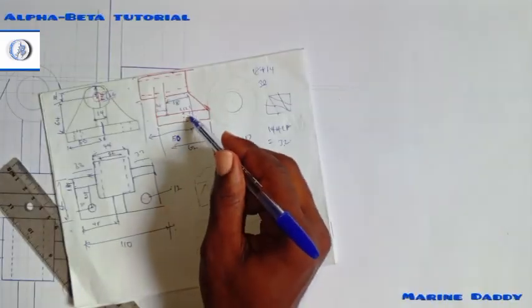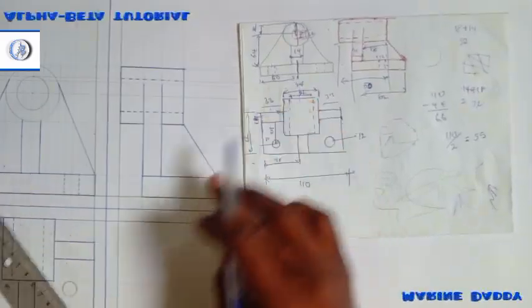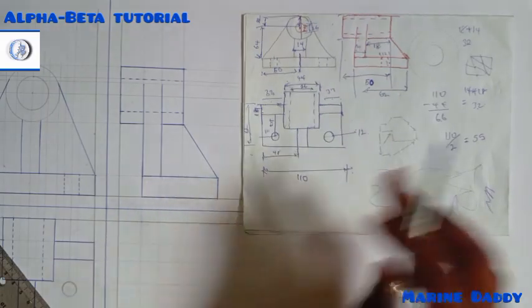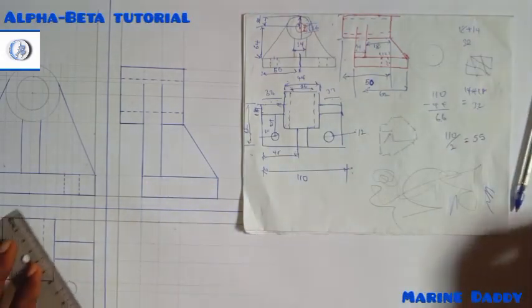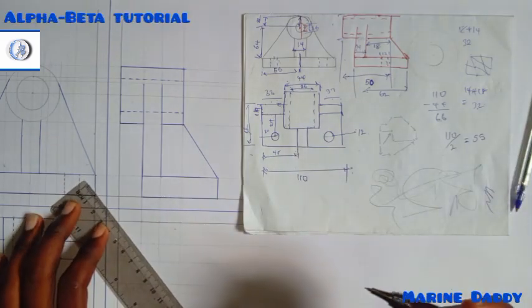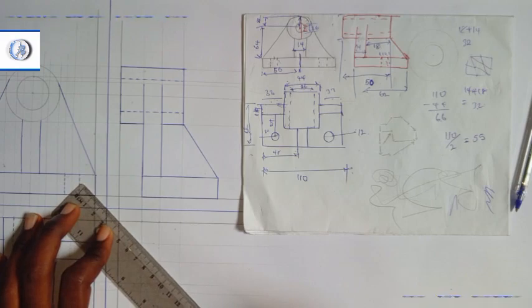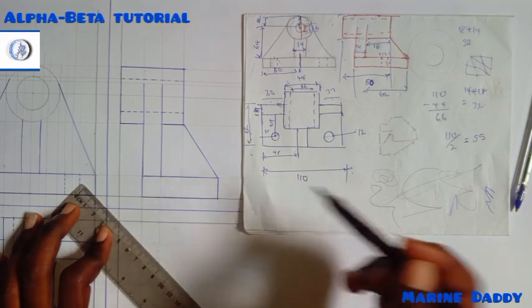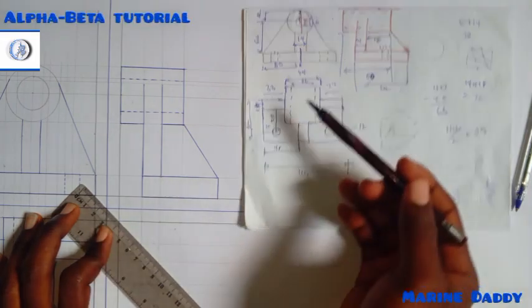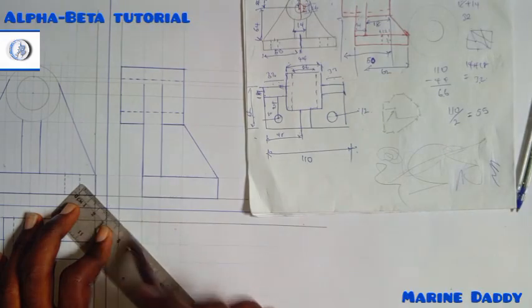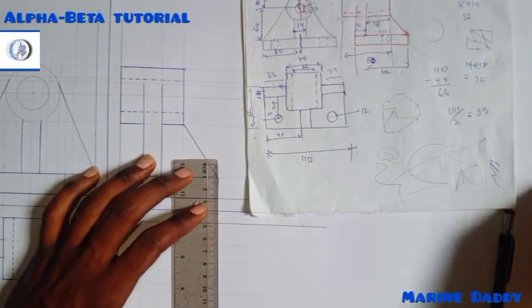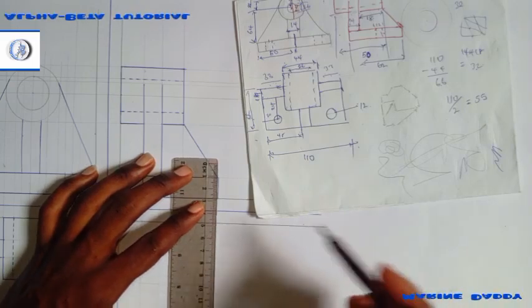The only thing left is this part of the diagram, which will be located somewhere around this place. If I project my line, it can actually tell me the place I need to work on.